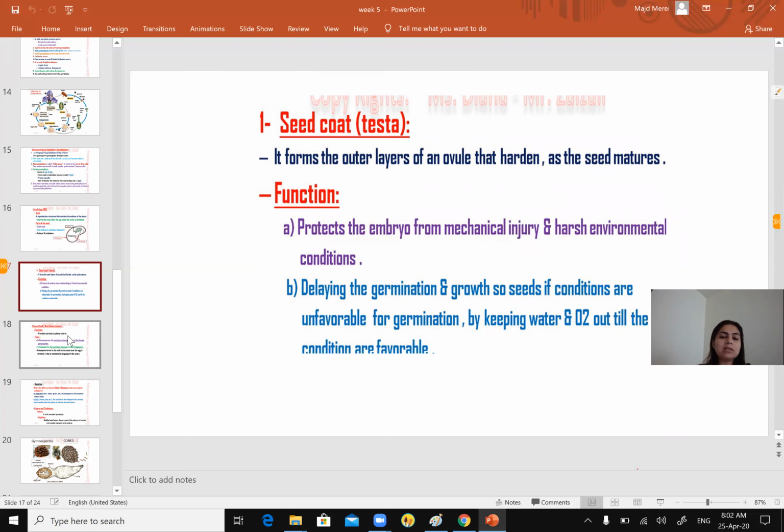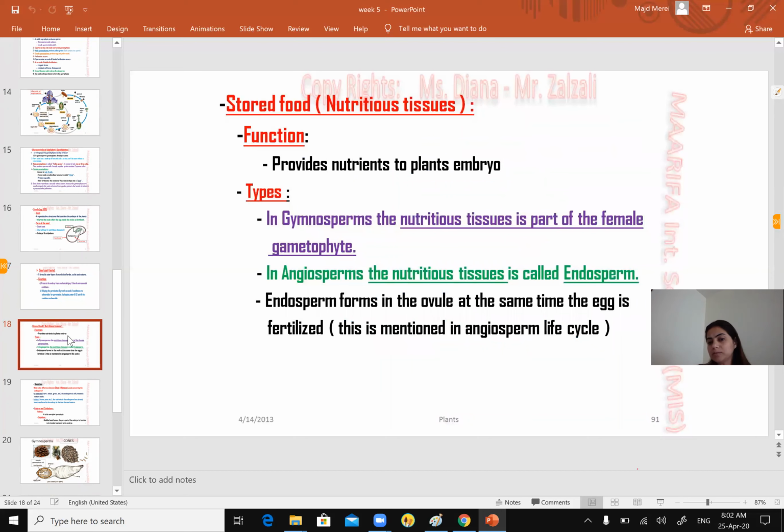What about the second part of the seed, the nutritious part? Always think of it, as I told you, like an embryo during pregnancy. During pregnancy, what is protecting the embryo? The uterus of the mother, right? The mother in the female reproductive system. The placenta provides the embryo with what it needs. So the nutritious tissue here is like the placenta.